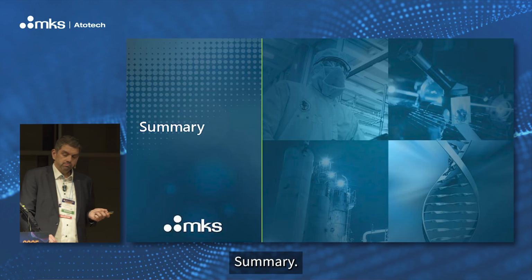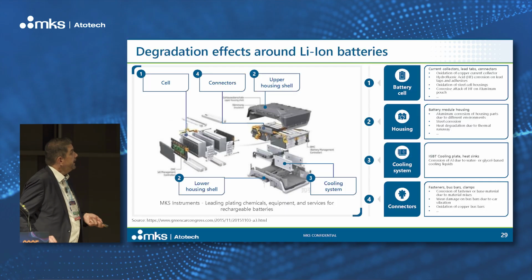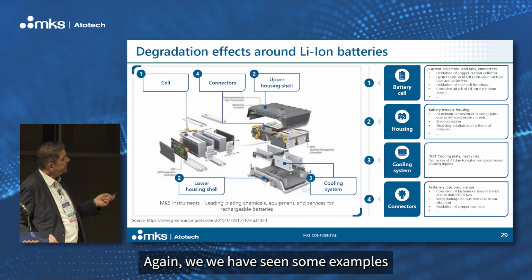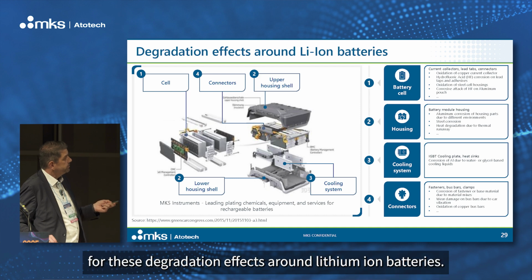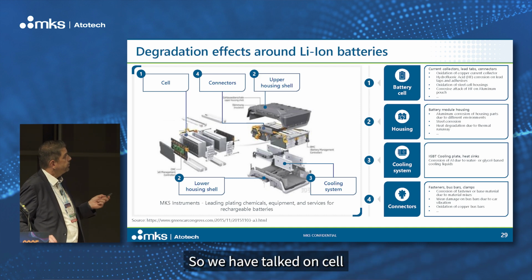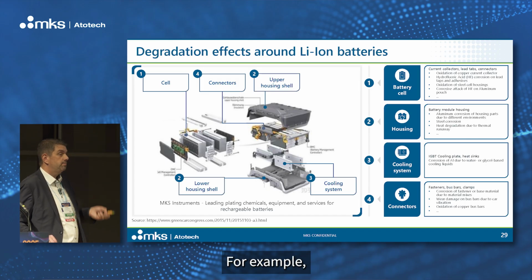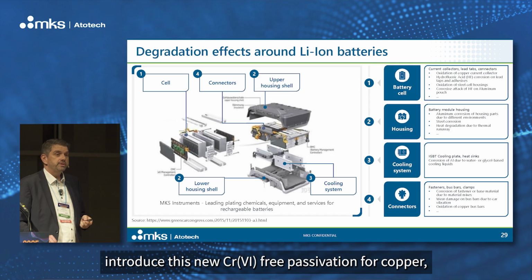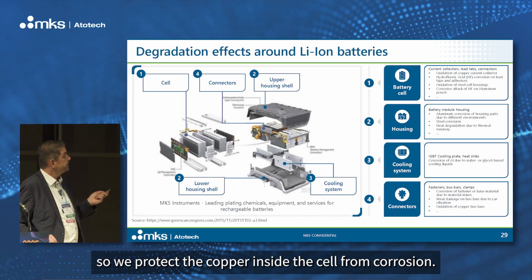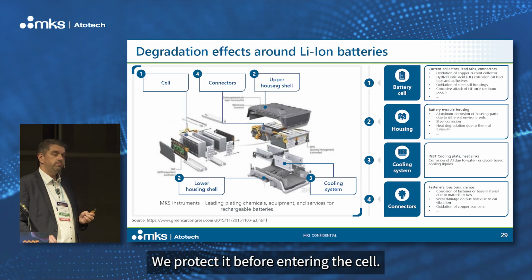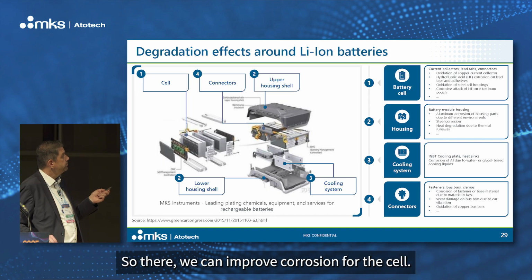Yes, summary. I'm very fast. Again, we have seen some examples of these degradation effects around lithium-ion batteries. We have talked about the cell and what we can do at the cell level, for example introducing this new Chrome 6-free passivation for copper. So we protect the copper inside the cell from corrosion, before it enters the cell. There we can improve corrosion resistance for the cell.